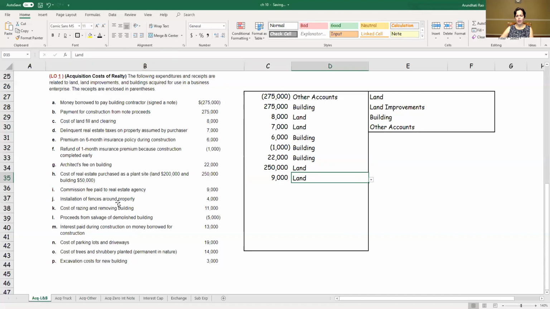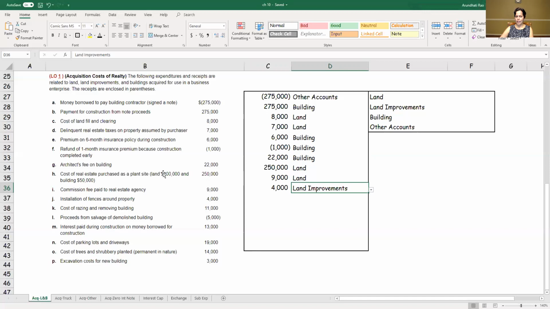Installation of fences around property. Well, this is not land, neither is it building. This is going to be a land improvement. I did something to enhance the value of the land by building a fence around it. Land improvements such as fences have limited life. They're not going to stay there forever like land. They may not have the same life as a building, so we keep it in a separate account and we call it land improvement.